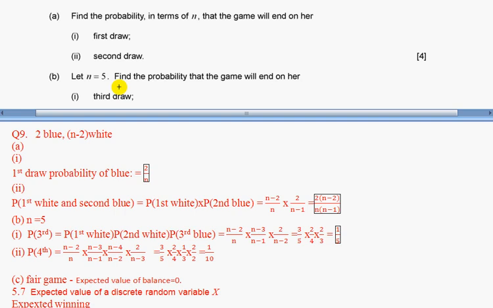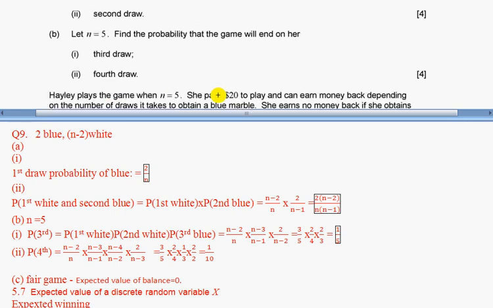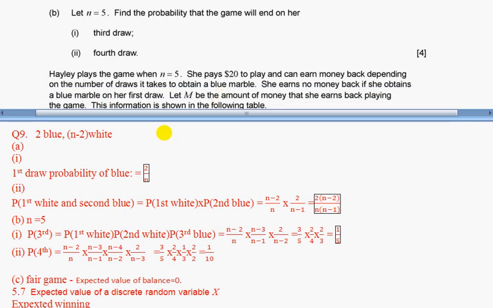Let n equal 5. Find the probability that the game will end on her third draw, and fourth draw. So n equals 5. Third draw means that the probability of first is white, times second is white, and third is blue. So we use the same method.